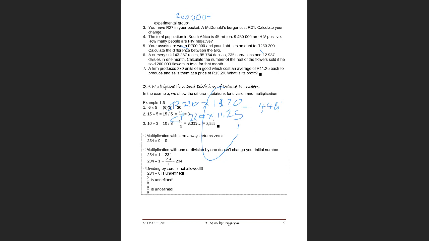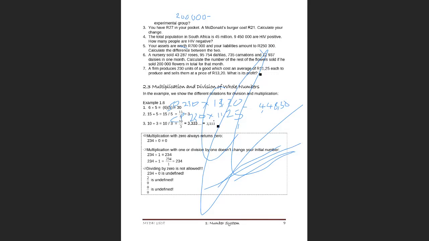So this is how much profit is going to be made. This is the selling price: 230 times 13,20. And the cost price is 230 times 11,25. So subtract the cost price from the selling price, and you have your answer.